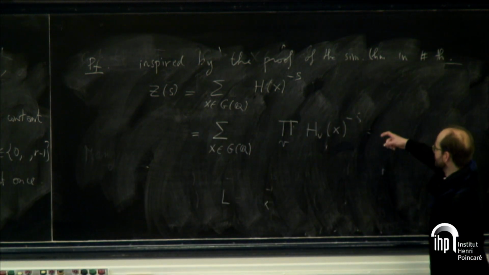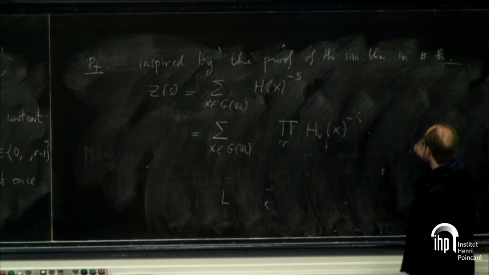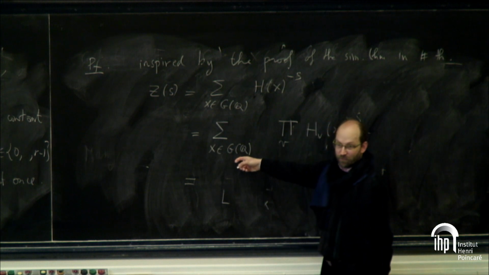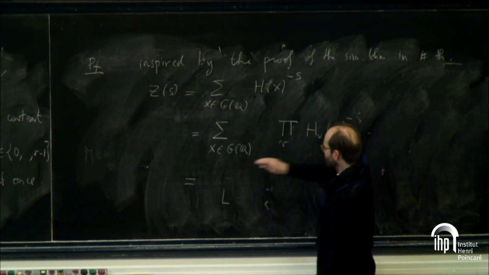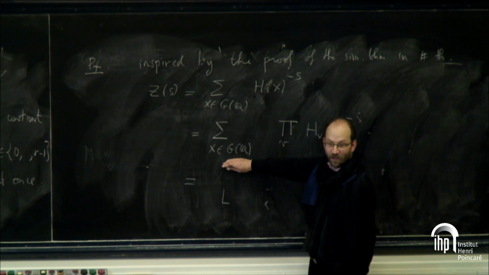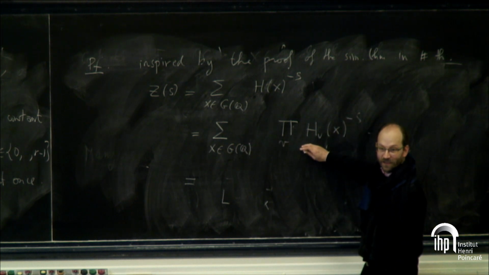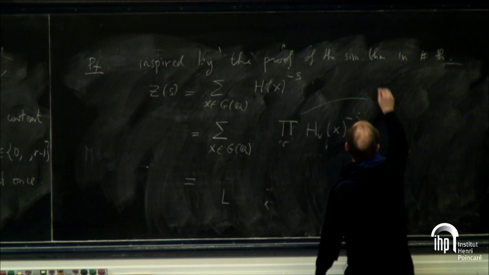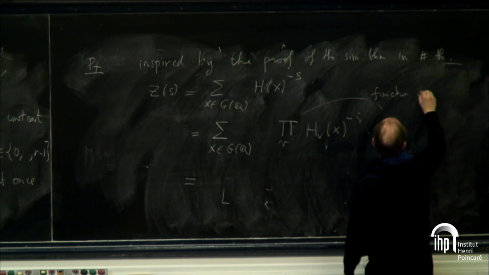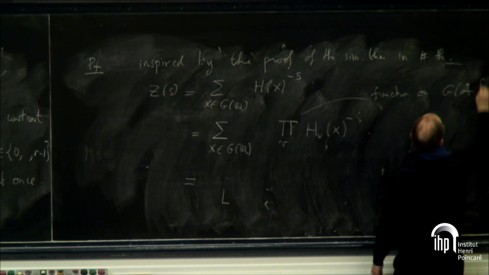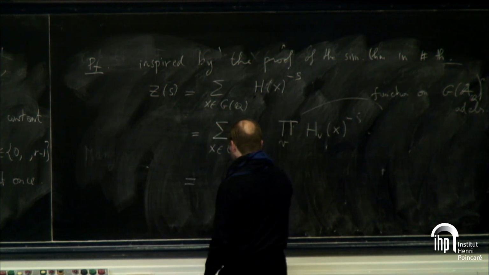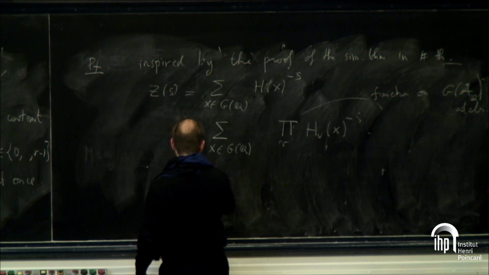And now you view this formula as a sum of the values on a discrete group G of Q of a function which lies naturally on the adeles of Q. So this is a function on G of A_Q, which is the adeles. And you sum over discrete compact subgroups, and then you can apply the Poisson formula.